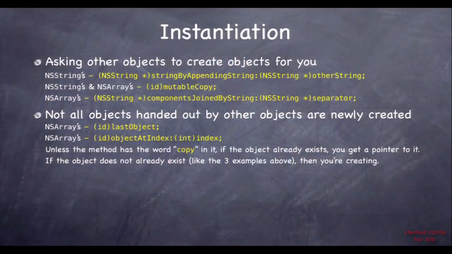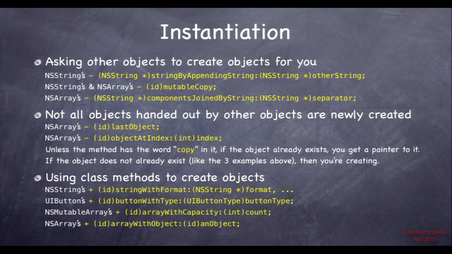It's basically if its object was already around, it just gives it to you. Okay? And one of the primary ways to get new objects is to use class methods, like string with format. Or if you wanted to create a button in code, which you almost never do, you usually drag your button out into your storyboard, but if you wanted to create a button in code, you can send a message to the UI button class. You'd say open square bracket UI button, button with type, and it will give you back a new button. It'll create a new button for you.